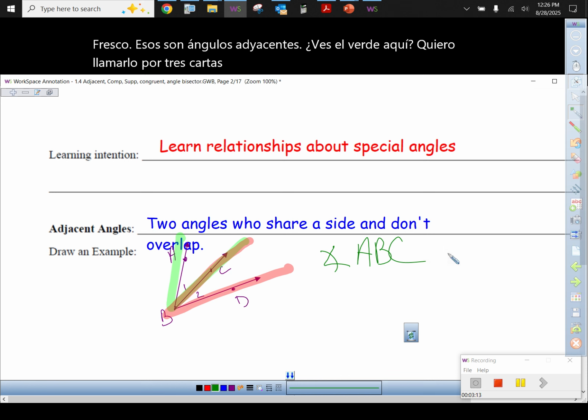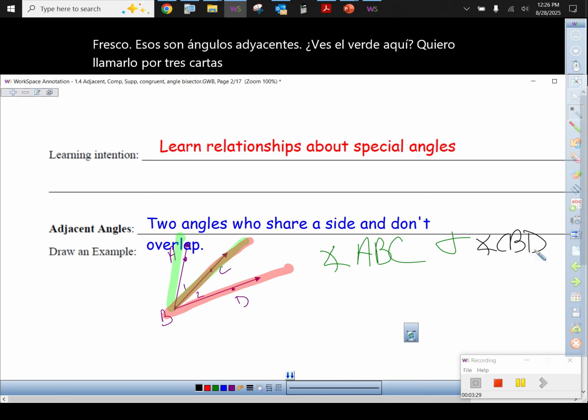And what? Name the red one. Use 3 letters, please, though. You and your table group, name the red one and write it down, right? Write it down. How about angle CBD or angle DBC? Is that cool? Either way, you can name them as long as B is in the middle.